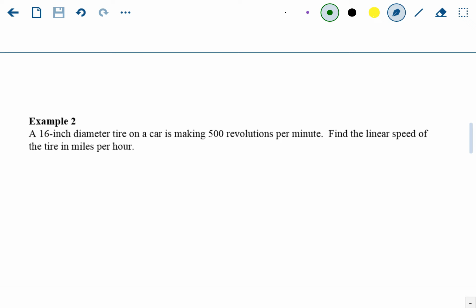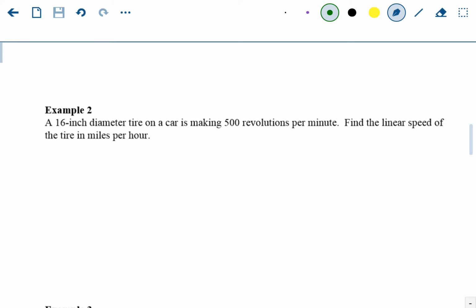In example 2, we have a 16-inch diameter tire. Okay, now notice that says diameter, not radius. It's making 500 revolutions per minute. Find the linear speed of that tire in miles per hour. Okay. Now a couple things to note on this problem. One is that, again, they gave us the diameter, which is not the radius. The second is they gave us revolutions per minute, but we want our final answer in miles per hour.